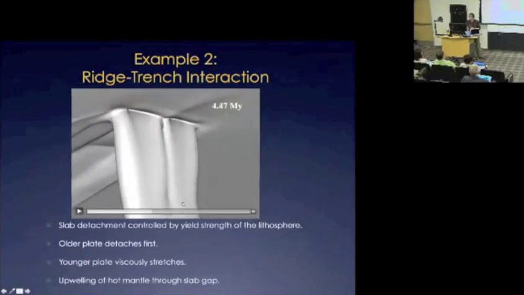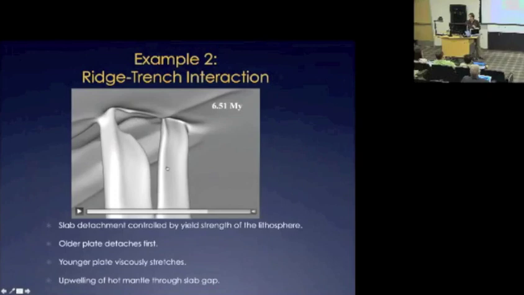As the ridge gets closer to the trench, you can see the ridge in the thermal isosurface back here. This is the section that's closer, and there's another section of ridge over here. As these get closer, you end up with a thinning region at the projection of the transform along the fracture zone of that ridge. It ends up being the initial weak point in the slab that opens up as a whole. And then what surprised us here was that the detachment progresses into the older plate first, not the younger plate, okay?